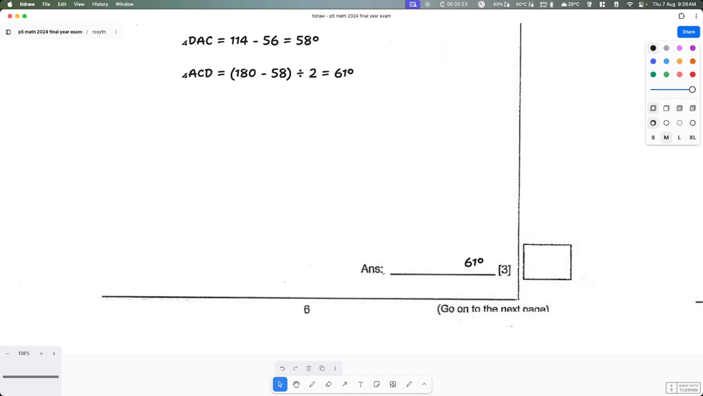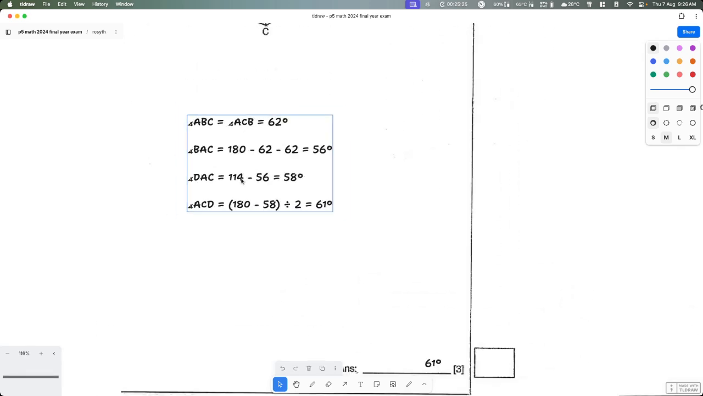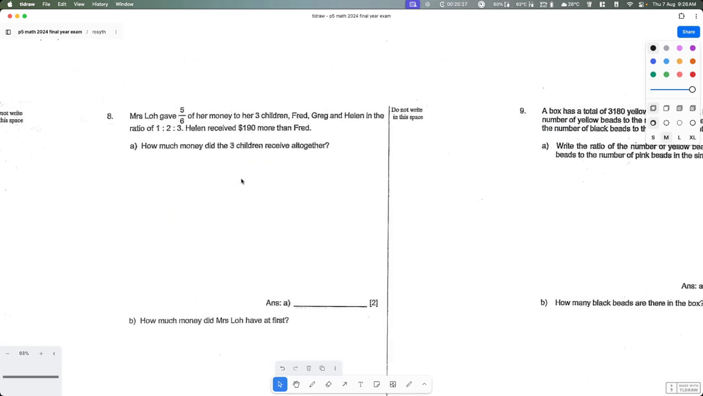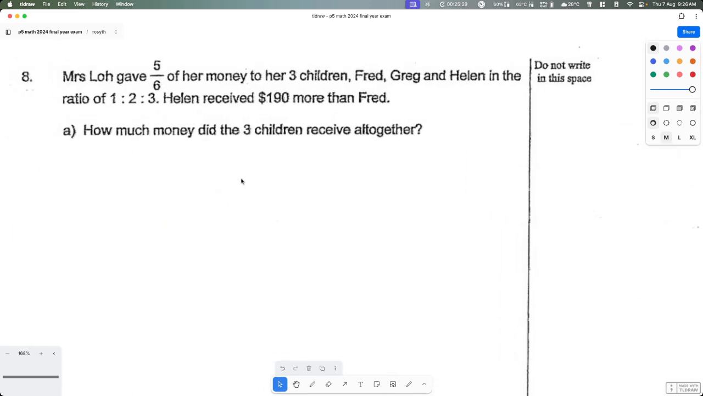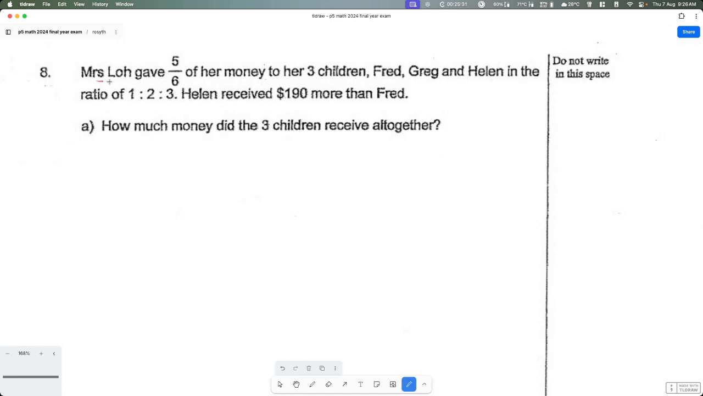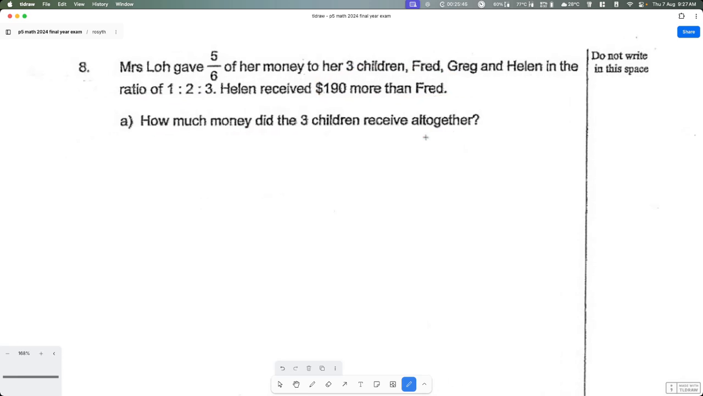Let's move on to the next question. Question number 8 says Mrs. Low gave 5/6 of her money to her 3 children, Fred, Greg, and Helen in the ratio of 1 is to 2 is to 3. Helen received $190 more than Fred. How much money did the three children receive all together?